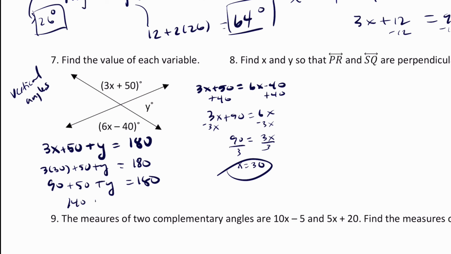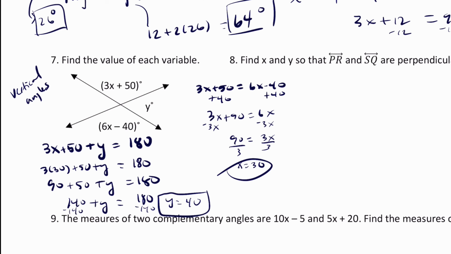And then going ahead, keep on combining the like terms. If I subtract both sides by 140, I will get y equals 40. And that's my answer. And we already solved for x and y, so that's great.